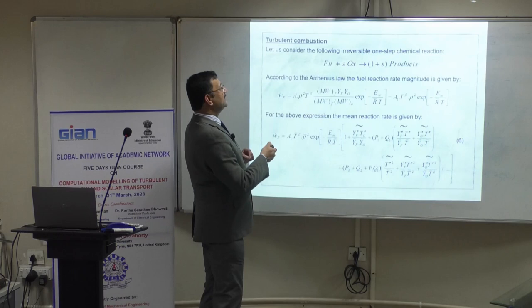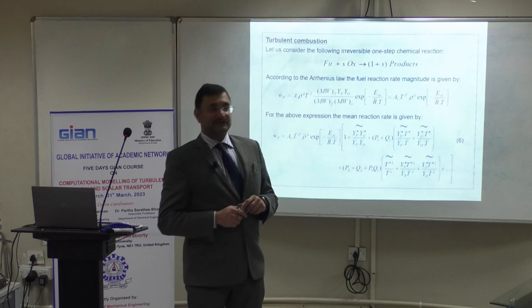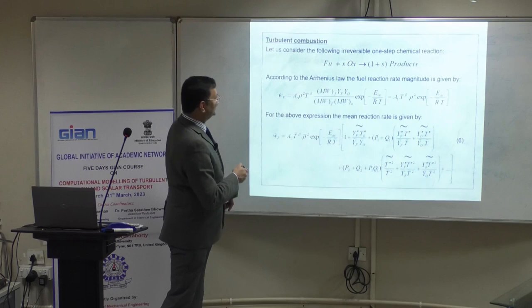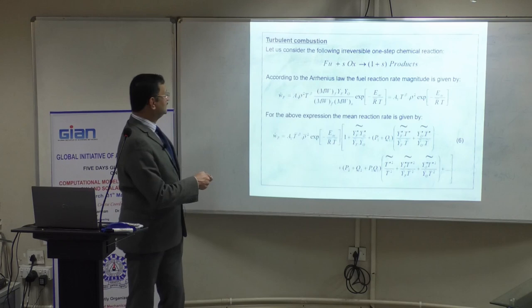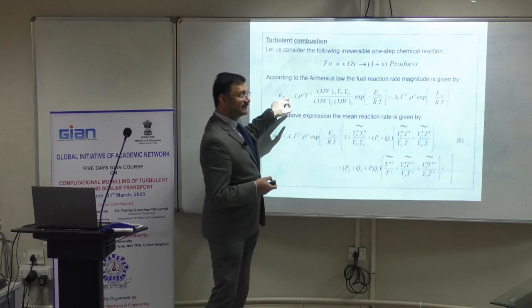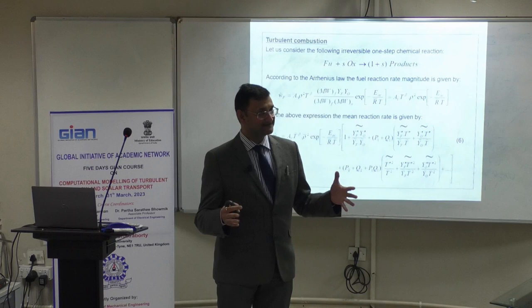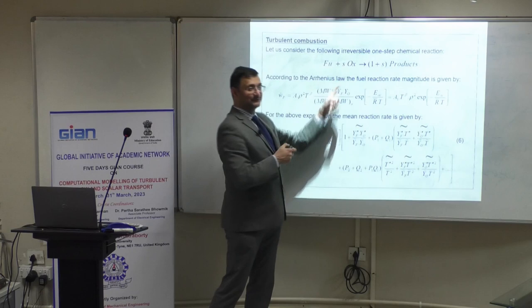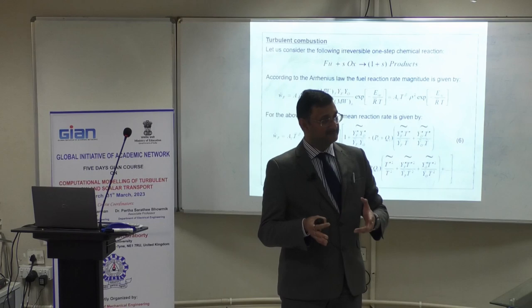So S is often referred to as the stoichiometric oxygen to fuel mass ratio. Let's say my fuel reaction rate is given in this manner. I have considered this as a fuel reaction rate magnitude, that's why I did not put any sign. Magnitude means positive value, right? If you consider the fuel reaction rate, actually it is going to have a negative sign because fuel is being consumed. Clear? So if I write the reaction rate of oxygen, it is going to be S times that, because 1 unit of fuel consumes S units of oxidizer. Here, if I write it for the product, it is going to be 1 plus S times this.